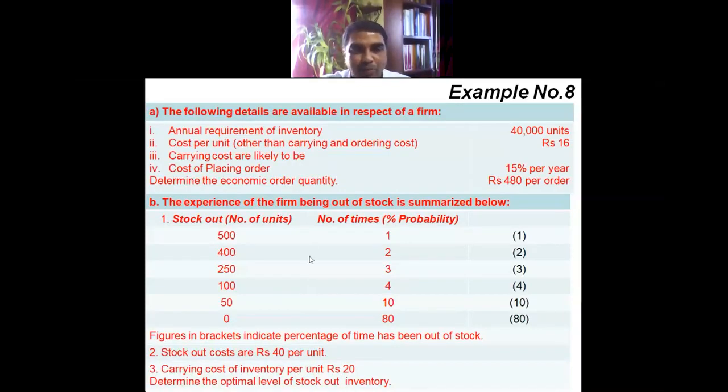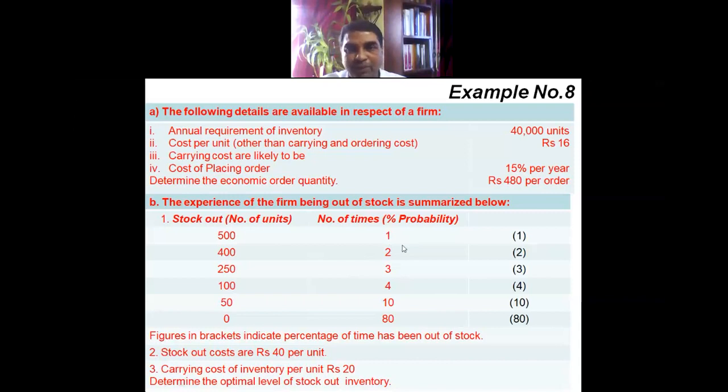Under this part, we are supposed to compute the stock out cost. Here, the question gives the possibilities of the stock out. The possibility that 500 units will be stock out, or 400 units, or 250 units, or 100 units, or 50 units, or 0 units. That means there is a possibility that at certain times this much stock will not be available. The factory will be out of stock. What is the probability that 500 units will not be there?